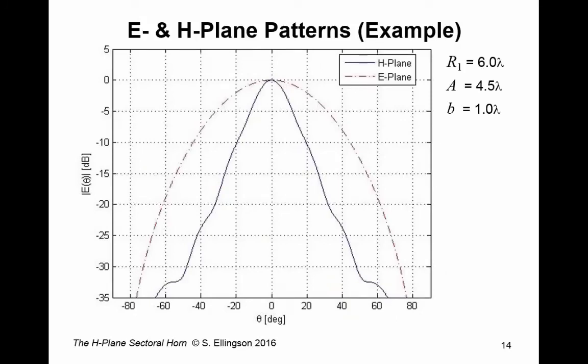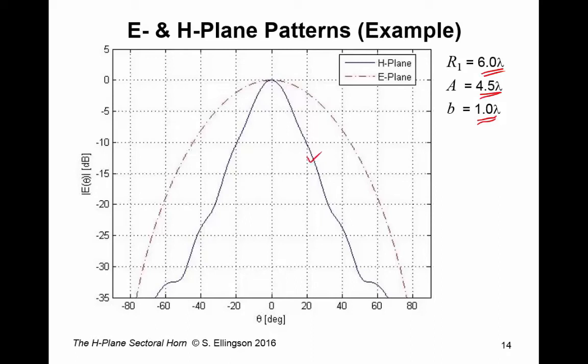In this case, I'm going to choose a horn which has r sub 1, that's the distance from the throat to the aperture, of 6 wavelengths, an aperture which is 4.5 wavelengths wide, and the dimension of the waveguide in the E-plane is 1 wavelength. So these are pretty typical for an H-plane sectoral horn. And then I can plot the normalized field patterns, and they look as I've shown here.